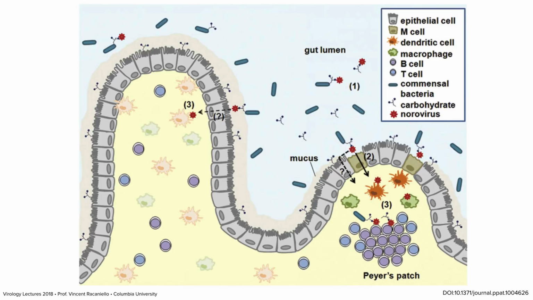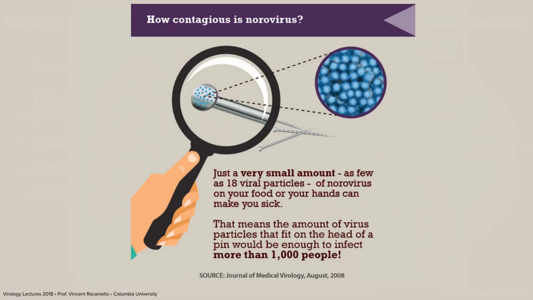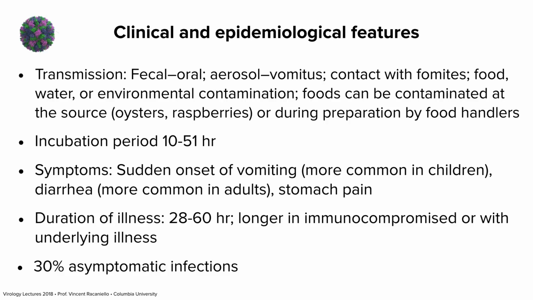But now we do know how to grow it in B cells, which is good, so you can make a vaccine. You don't need many viruses to get you sick. 18 particles in food or hands can make you sick. So the number of particles that fit on the head of a pin could infect 1,000 people. So the way it works is fecally, orally spread, but there's some evidence that if you vomit, and you do vomit after this infection, you make an aerosol that has virus in it, and people can inhale that and swallow the virus, and it will infect you.